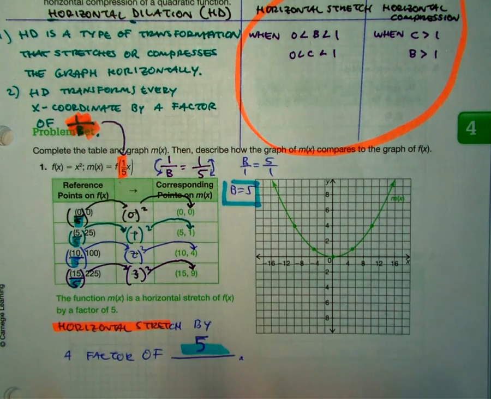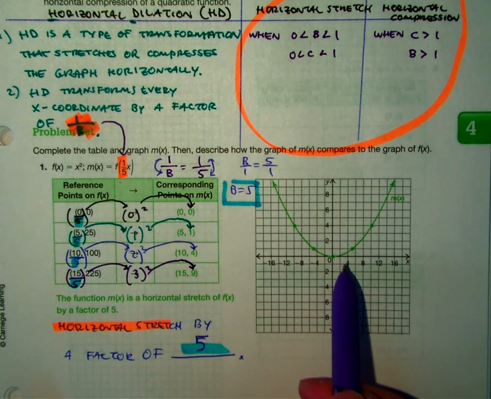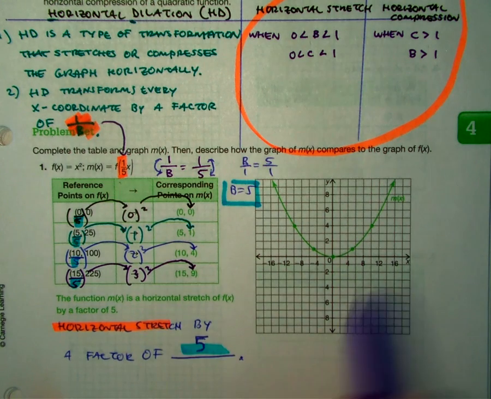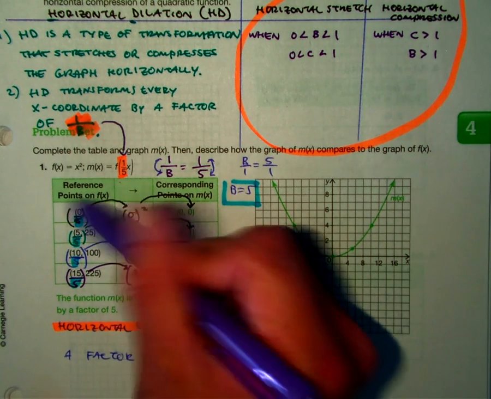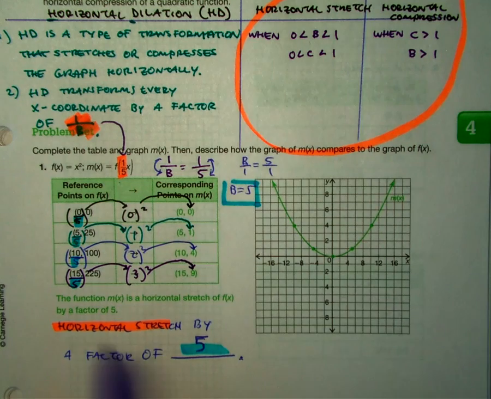And then basically once you have these new coordinates, you can go ahead and graph them. So on the next corresponding pages, basically they're going to give you the reference points, they're going to give you the two functions, and you basically need to complete the table and then describe how it changes.